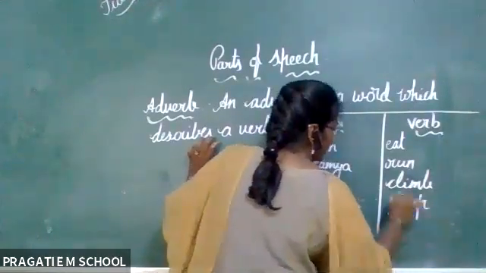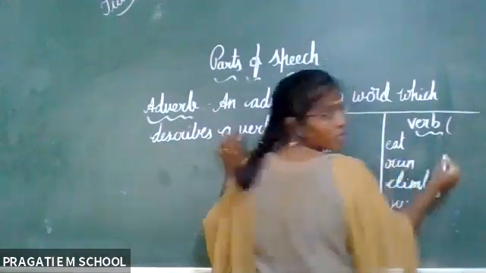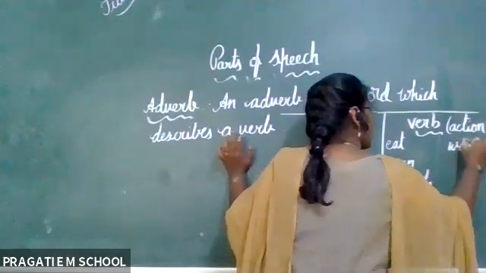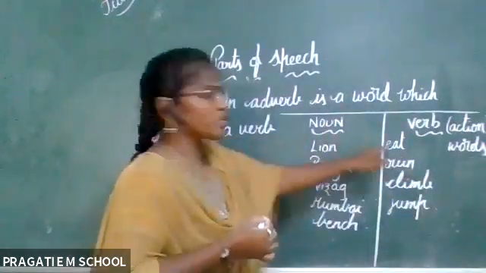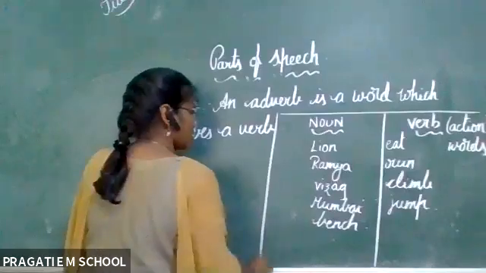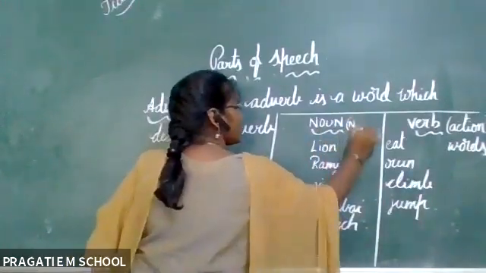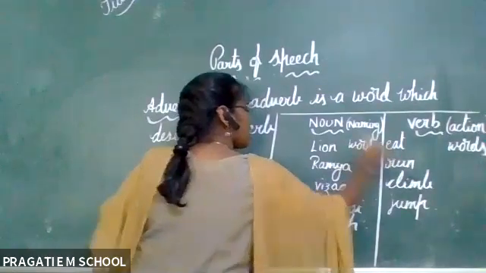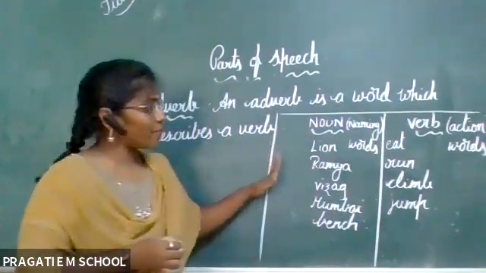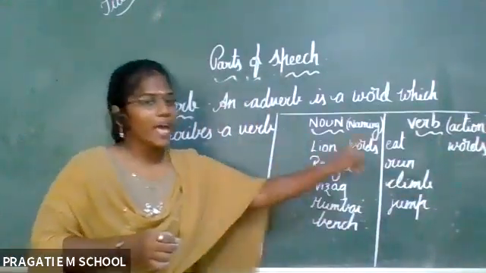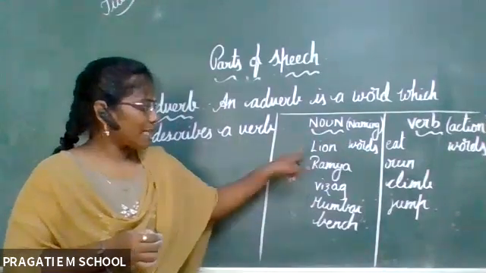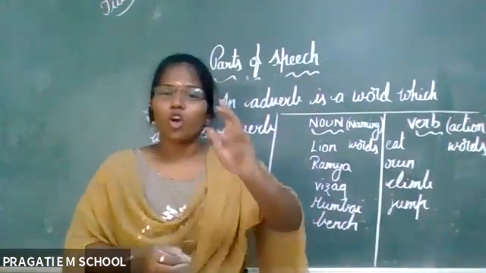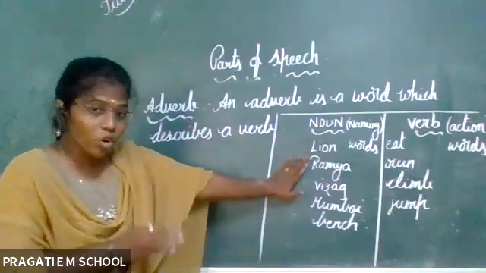Jump. Verb is nothing but action words. Write down action words. Nouns are naming words. There is a lot of difference between naming words and action words. Lion, Ramya, Vizag, Mumbai, Bench are all the names of person, place, animal or thing. These are only naming words.